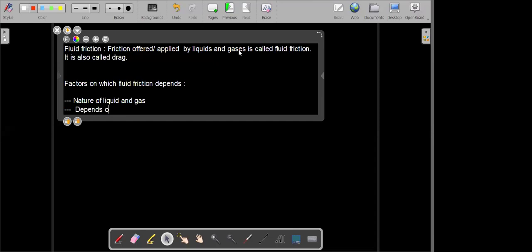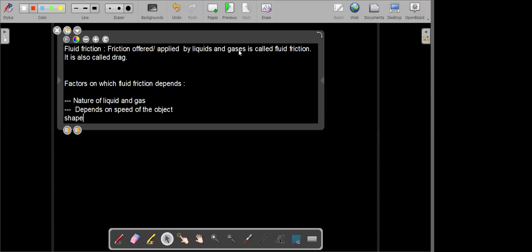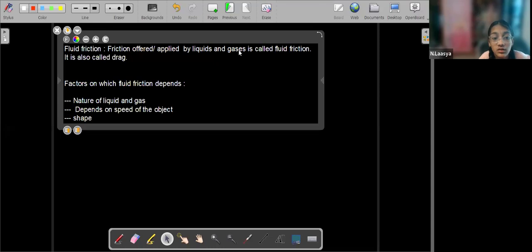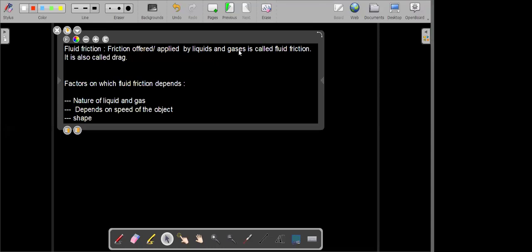What about the mass of the object? No. Sir, even the air molecules. It depends on the speed of the object. Sir, the shape. Yes, the shape of the object. Very good. The depth of the object? Depth, sir? No. Sir, does it depend on the surface of the object? Surface means the nature of the surface of the object.